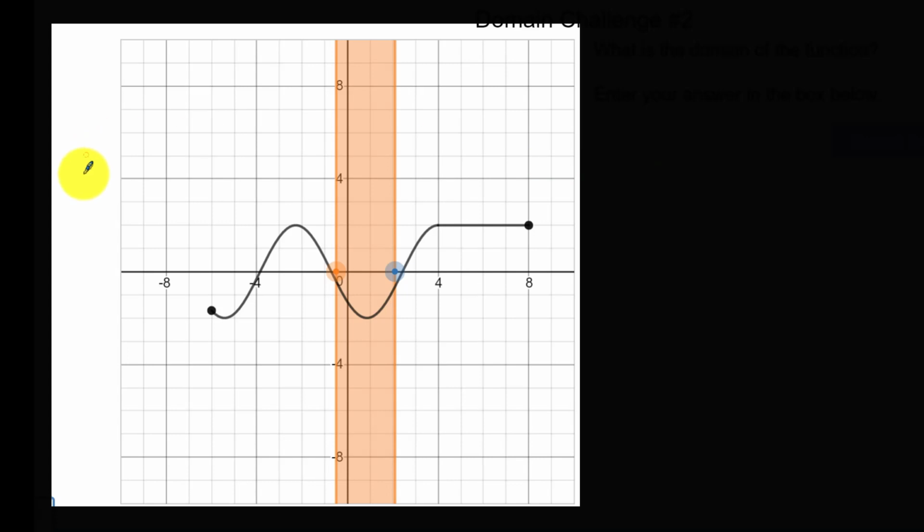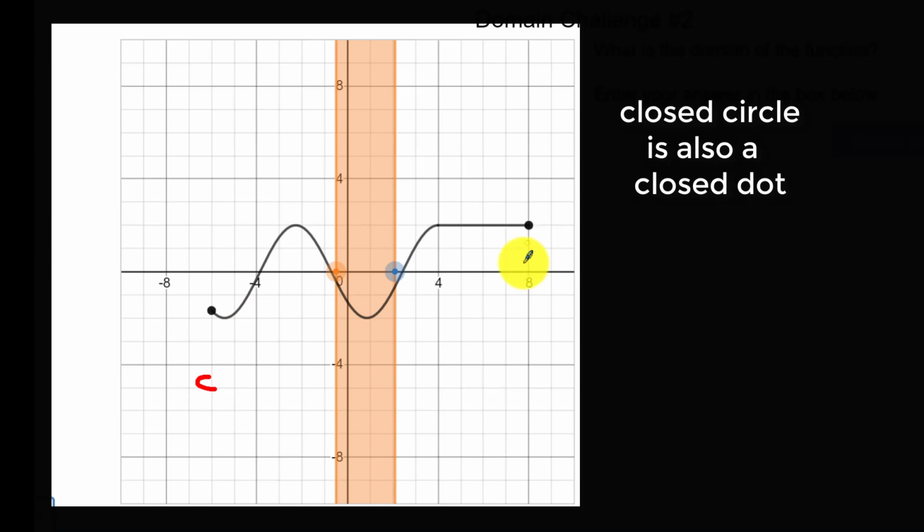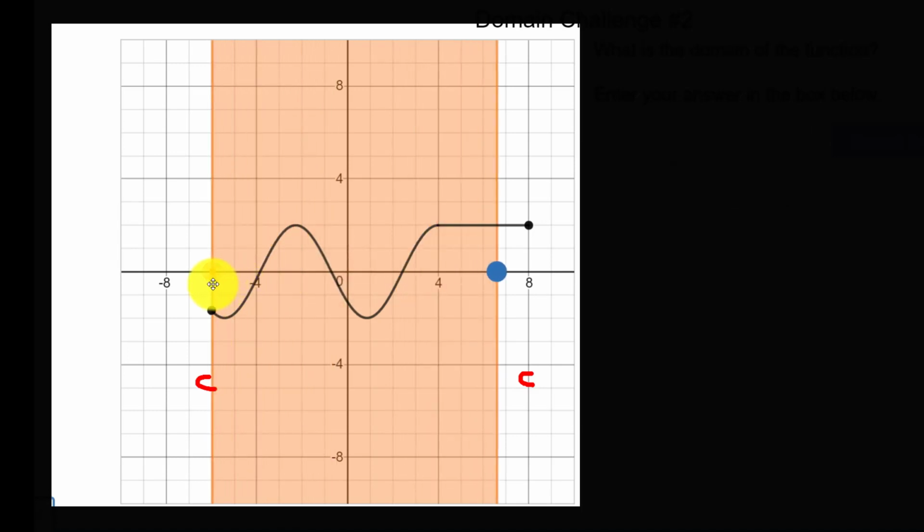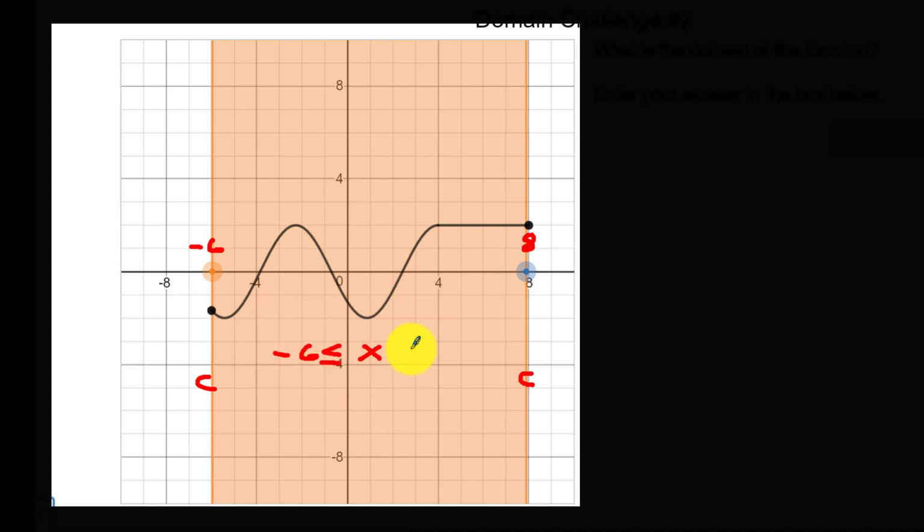Alright, next example. Again, identify the left endpoint, it's a closed circle. Identify the right endpoint, it's also a closed circle. Let's shade our graph from the left endpoint all the way to the right endpoint. The portion of the x-axis that is shaded is our domain. Alright, so at this particular endpoint, my x is -6. For this endpoint, my x is 8. So to write our domain, x should be greater than or equal to -6. x is less than or equal to 8.